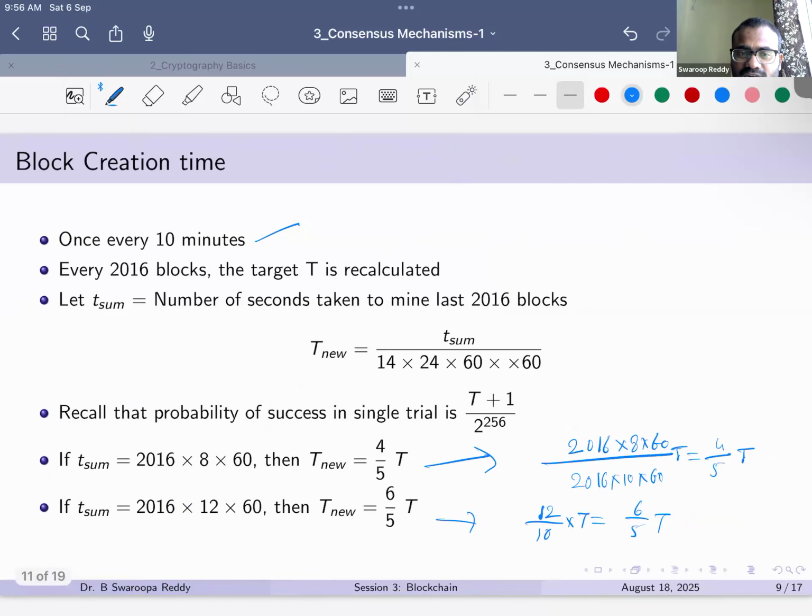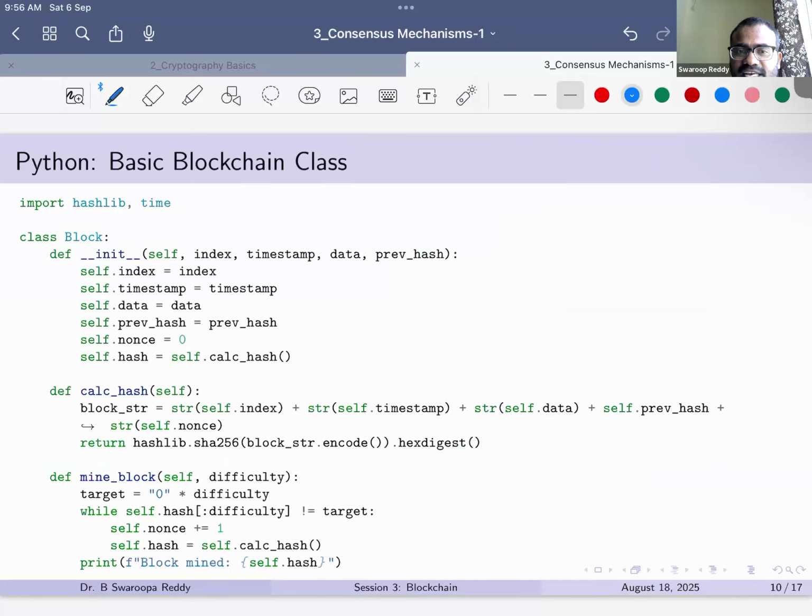Similarly, you can define the block. It is a class. A class is a data structure which consists of data types, variables, and also functions. Here we have defined a lot of functions: calculating the hash and mining the block. Here we have given how to mine a new block in the Bitcoin blockchain. We have some defined initial values, so we need to give the index, timestamp, data, previous hash, all these values in the init procedure.